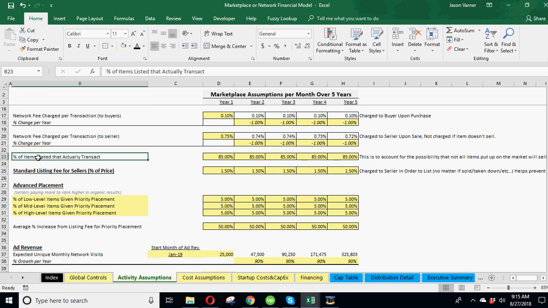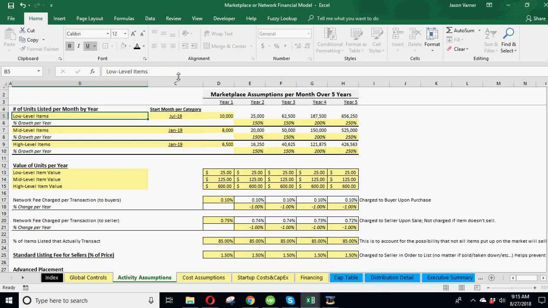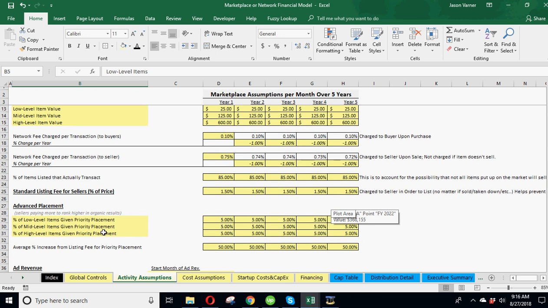So here I've listed also a percentage of items listed that actually transact. Actually, I'm changing that. This is units listed per month, because it's possible that there are more things listed than actually sold. So we're accounting for that. You've got these listings, and then of the listings, what actually transacts, because as a network you might charge just to list no matter if it sells or not, but then you also might charge another fee if it does sell, and so we're accounting for all that.